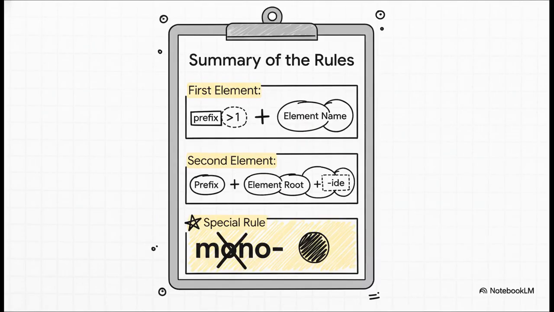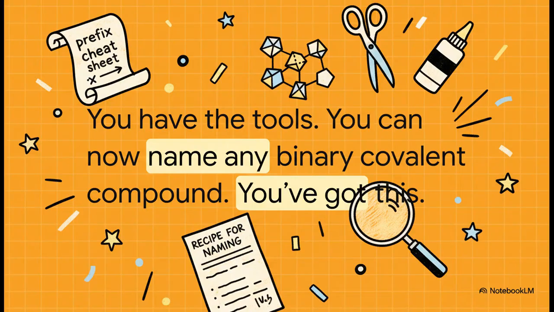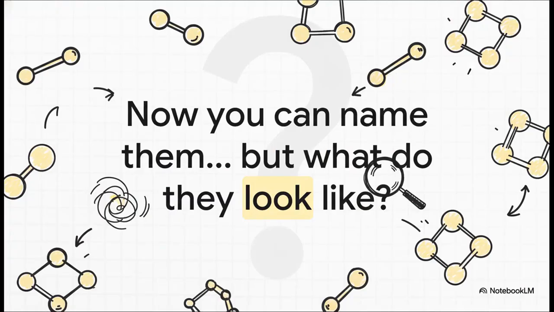So let's just do a super quick recap of the whole system. For that first element, you use a prefix, unless it's mono, and then just say its normal name. For the second element, you always use a prefix, then the root of the element's name, and you always end it with "ide." That's the whole game. And that's it. That's the entire secret code. You seriously now have all the tools you need. You can look at any binary covalent compound and you can name it with confidence. You've got this.